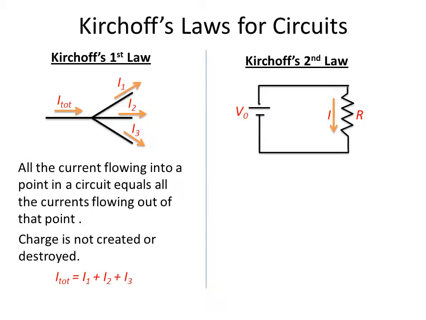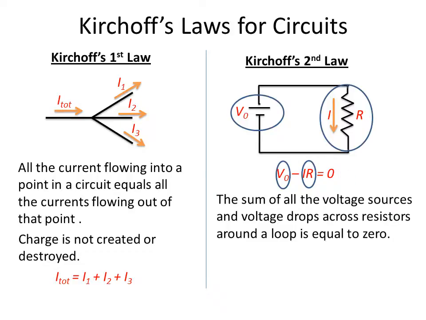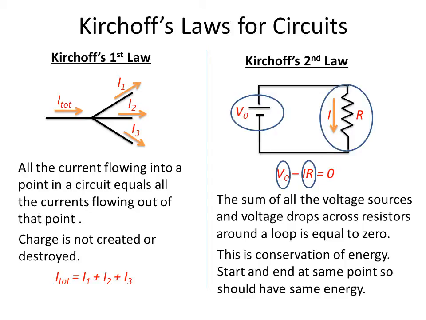The second of the Kirchhoff's laws is known as the loop rule. And it says that if you go around a loop like this, the sum of all of the voltages that we come across, all of our batteries, and the sum of all of our voltage drops over resistances has to add to 0. Again, this slide says the sum of all the voltage sources and all the voltage drops add to 0. And this is over any loop in a circuit. And this is nothing more than a statement of conservation of energy. If we start and end at the same point in the circuit, we should have the same energy.